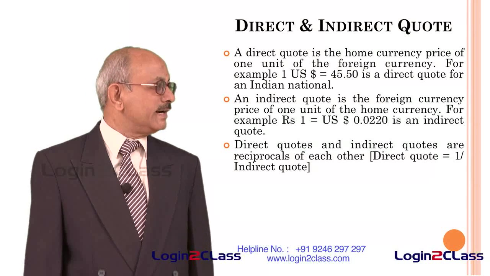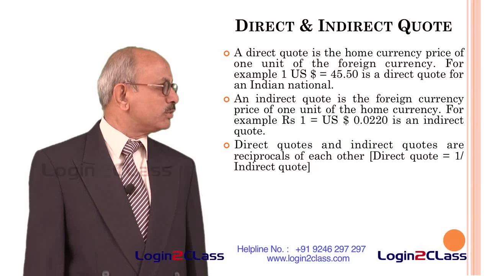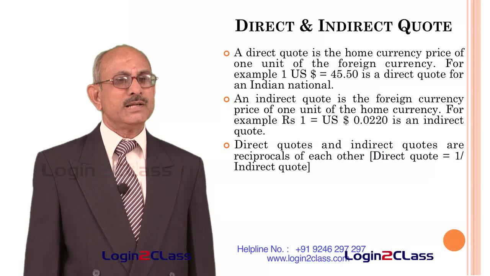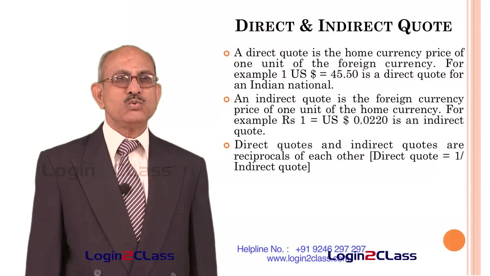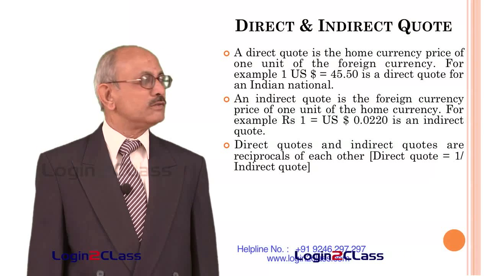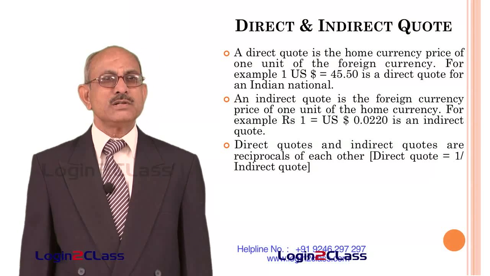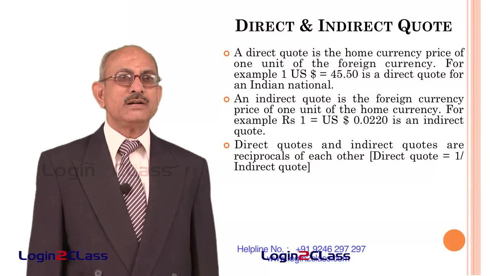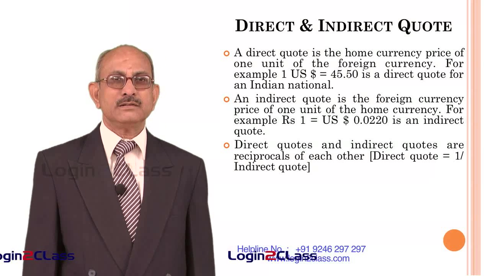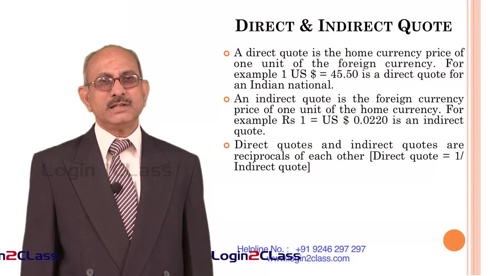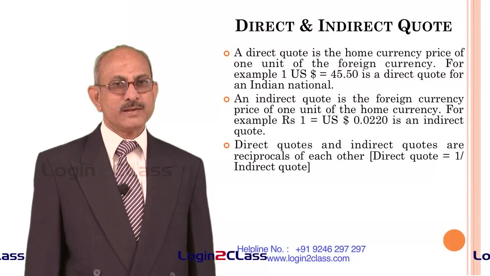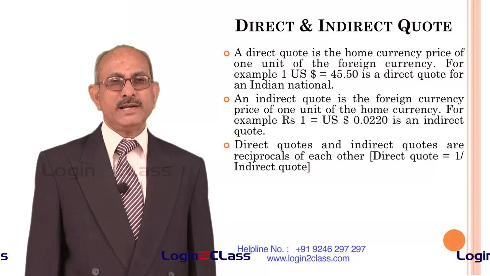So direct quote and indirect quote are connected with each other. One is the reciprocal of the other. If you want to get a direct quote from an indirect quote, you have to divide one by the other. That means direct quote is always equal to 1 divided by indirect quote, or indirect quote is always equal to 1 by direct quote. For example, in the above example, if 1 US dollar is 45.50, to find the indirect quote you have to divide 1 by 45.50. That will give you the number of US dollars required for 1 rupee. So 1 rupee becomes equal to 0.0220 US dollars. That is the relation between direct quote and indirect quote.